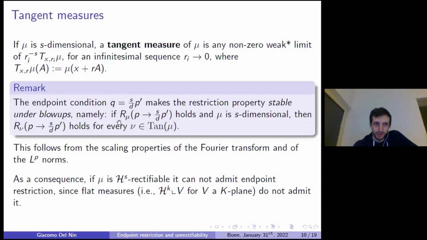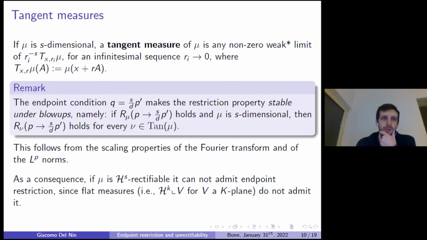And so we can immediately see that if we have a rectifiable measure, then it cannot admit endpoint restriction. Why? Well, because a rectifiable measure has only flat tangent measures, mu almost everywhere. But we know that flat measures do not admit endpoint restriction. And so this stability property means that the restriction would have to hold for the tangent measures, so it cannot be that they are flat almost everywhere.